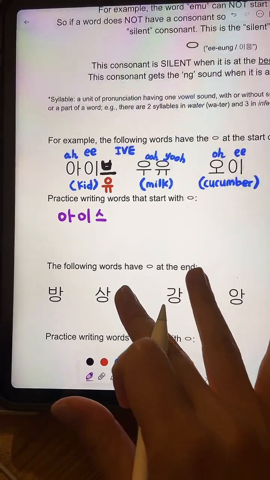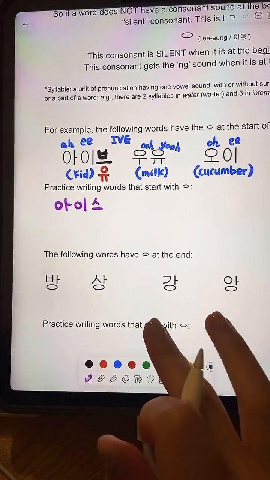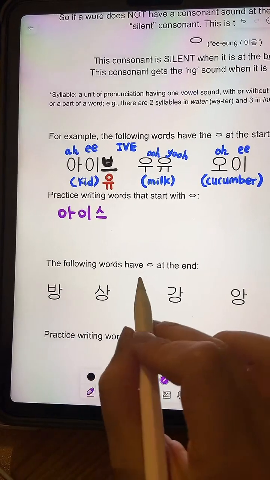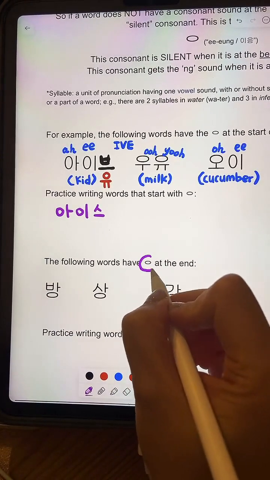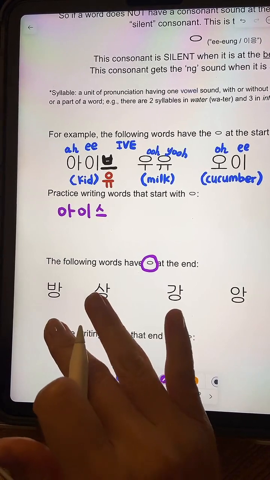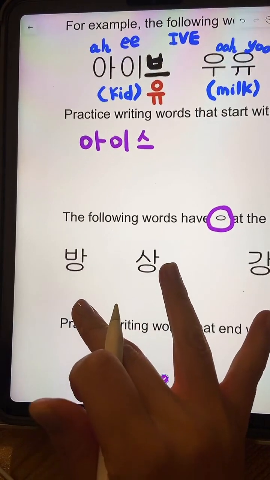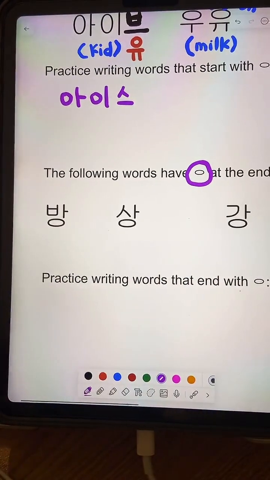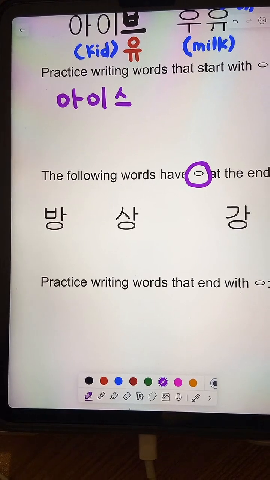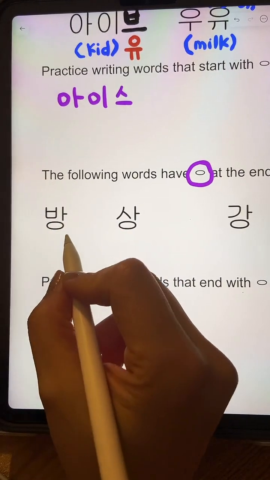It says the following words have iung at the end, right? What sound does it get when the iung, again, iung means this consonant, iung at the end. 네. Tell me, it's almost your bedtime. Good job for studying so hard, right? Okay, so let's practice this.